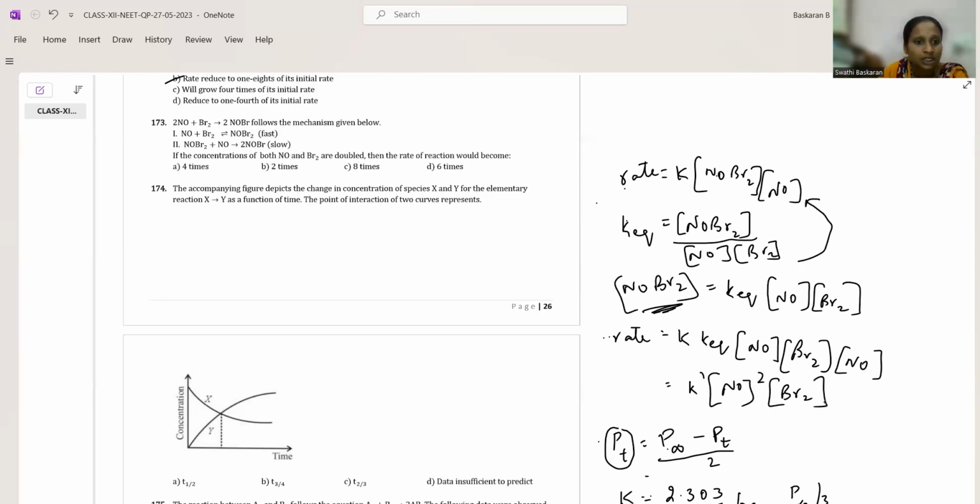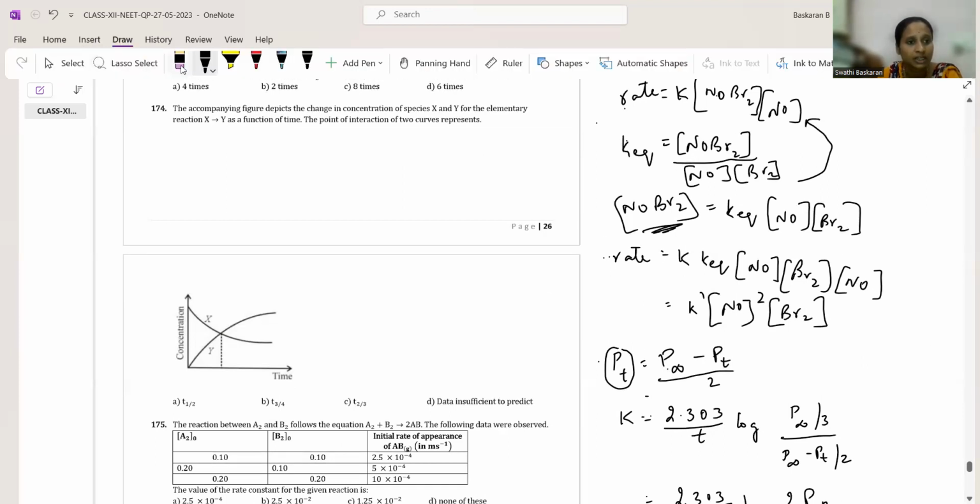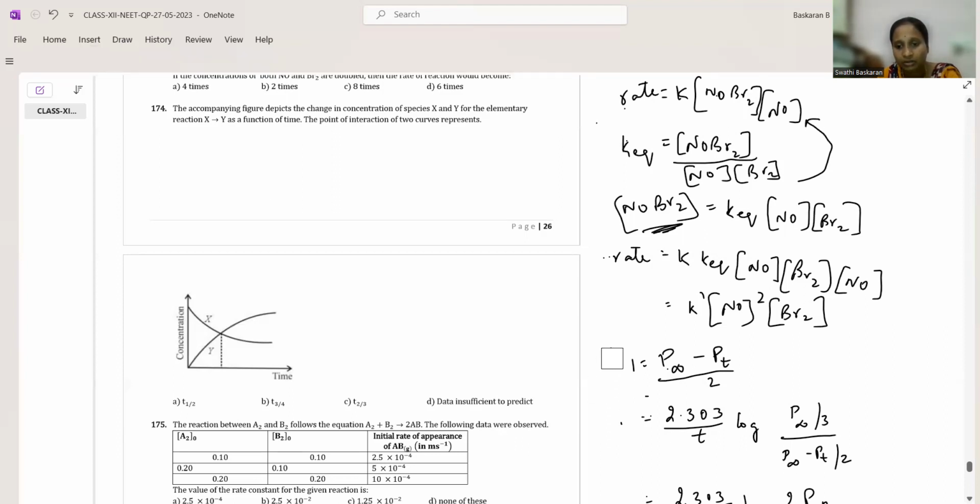So this is the correct term, and they are basically asking you to determine the rate of the reaction when you change the concentrations of these two. So if you have to determine the rate of the reaction, the first thing is that you should know its order. If you don't know the order of the reaction, definitely we cannot predict what the rate of the reaction could be. Are you able to understand?